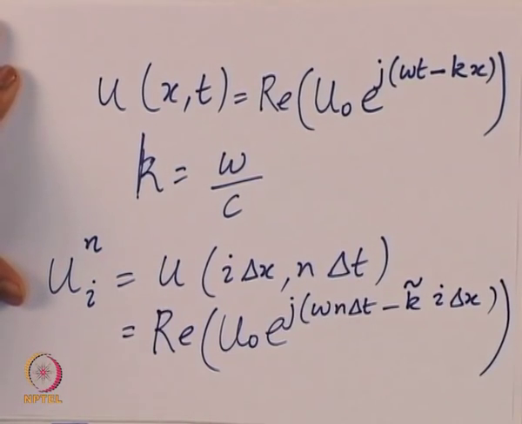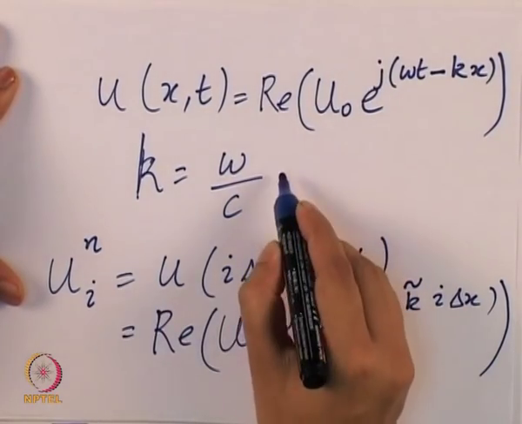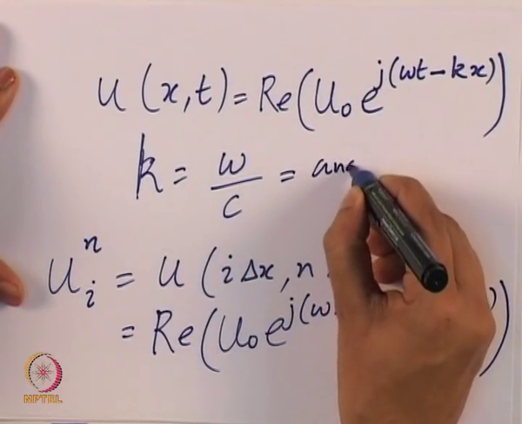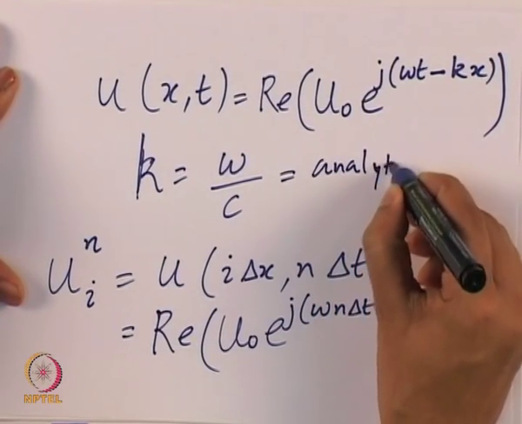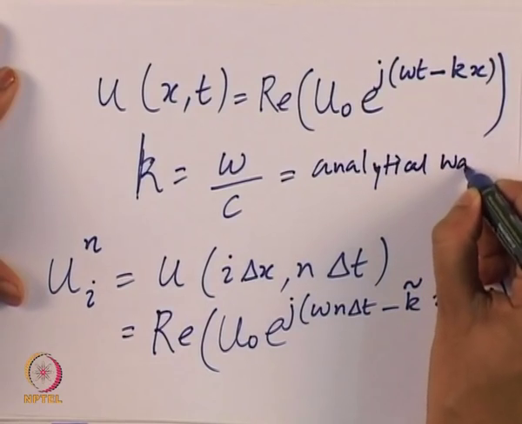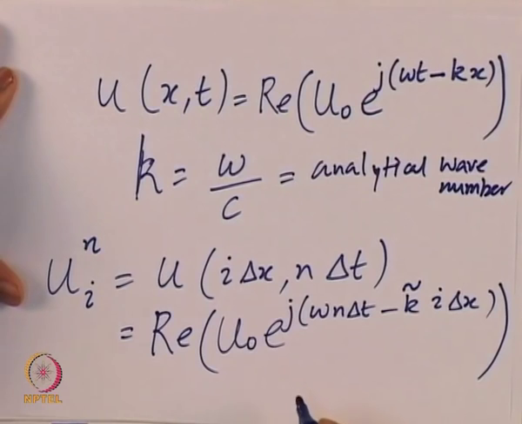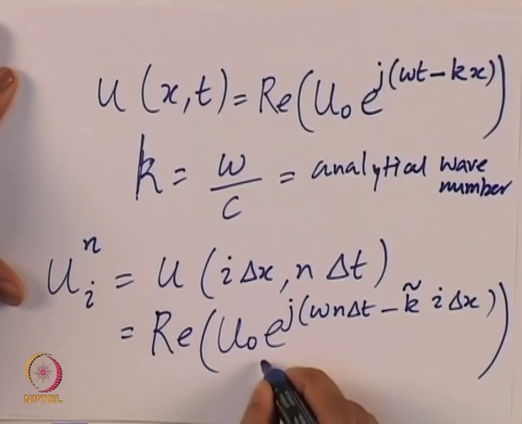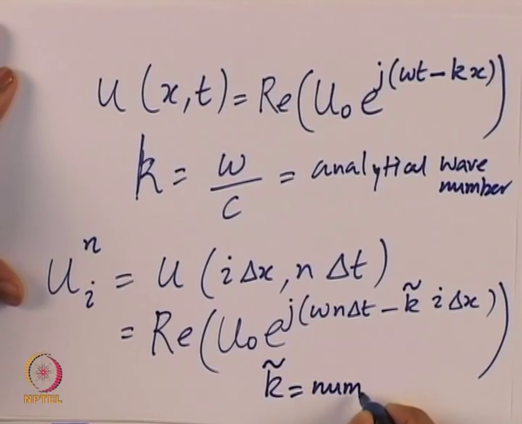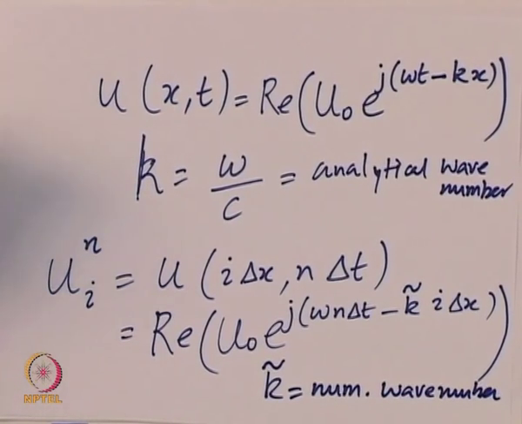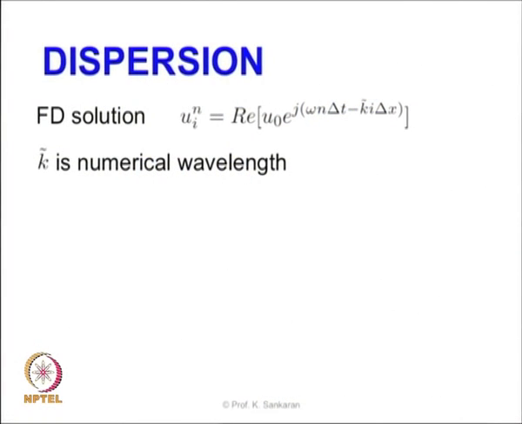So this is what we have written, and in the first case, k is the analytical wave number, and in the case of the finite difference or numerical method, we will call it the numerical wave number. This is what we have represented in this slide.